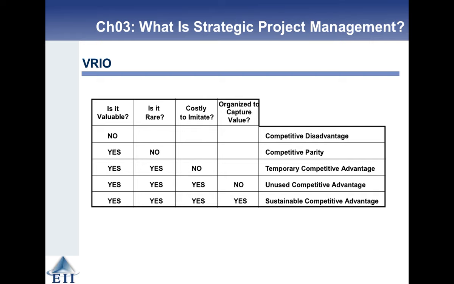Here's another way of analysing a project, VRIO. Is it valuable? Is it rare? Is it costly to imitate? And is it organised to capture value? And then if you can say yes to all four of those, then you've got a sustainable competitive advantage. Otherwise, you're not quite as optimal as that.